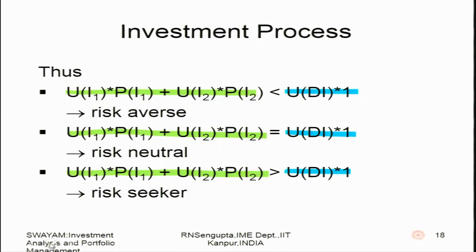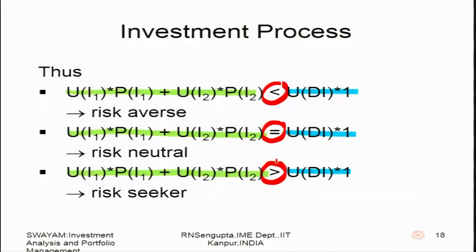Now if you see this sign, if the person is willing to take the sure event, then obviously, as I said, the person is risk averse, he wants to run away from this. If there is an equality sign, which is in the second bullet point, the person is indifferent between the sure event and the gamble. And for the third case, which I am now highlighting, if it is the greater than sign on the left, it means the person is willing to take the risk.